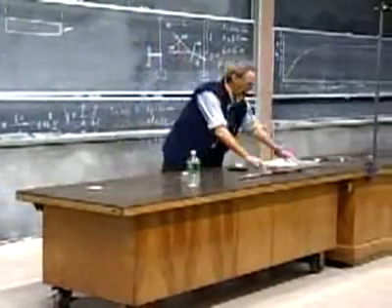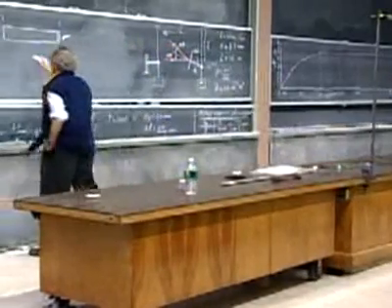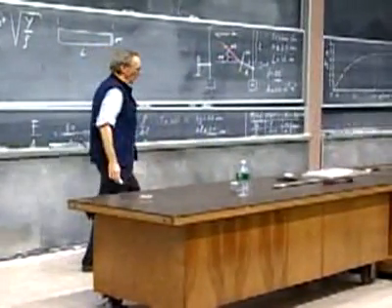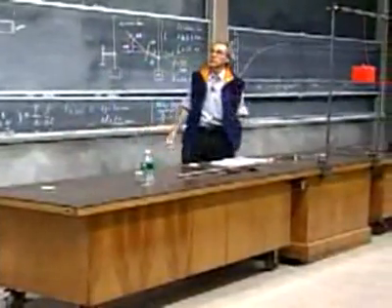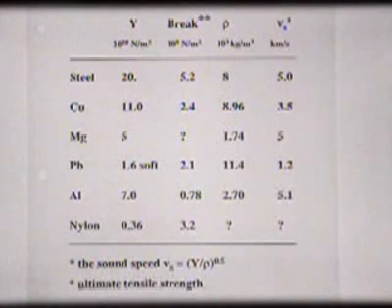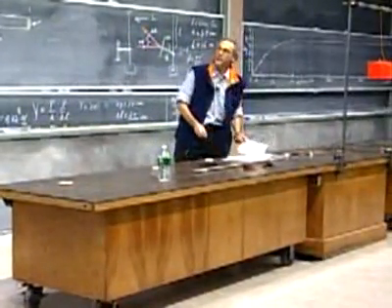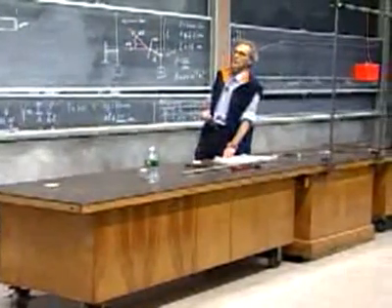I have here a magnesium bar, and the magnesium bar has a length L. I can calculate the speed of sound for magnesium by taking its Young's modulus, divided by rho, and I come up with a speed of sound which is about 5 kilometers per second. That is substantially higher than the speed of sound in air, which is only some 340 meters per second. So the speed of sound for magnesium is some 15 times larger than in air.